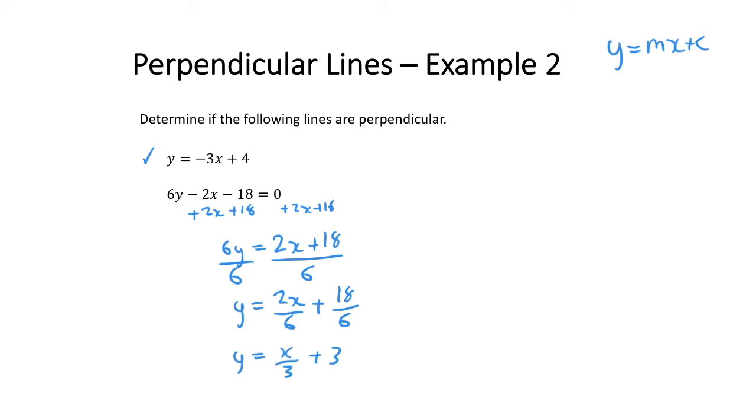Now they're both in the form of y equals mx plus c. I can identify the gradient of my first line is going to be -3, and the gradient of my second line is going to be 1/3. Now I can test for perpendicularity by multiplying gradient 1 by gradient 2, and that is going to equal -3 times 1/3, and that is going to equal -1. Because my gradients multiplied equal -1, therefore the lines are perpendicular.